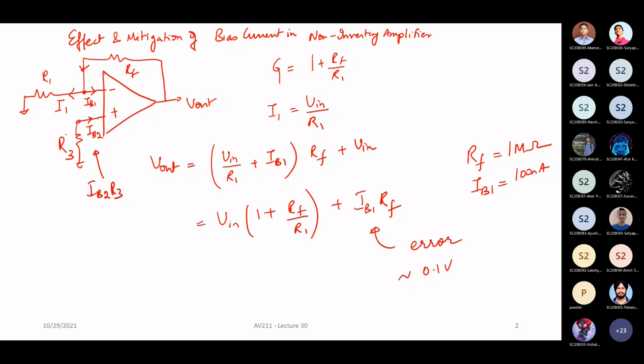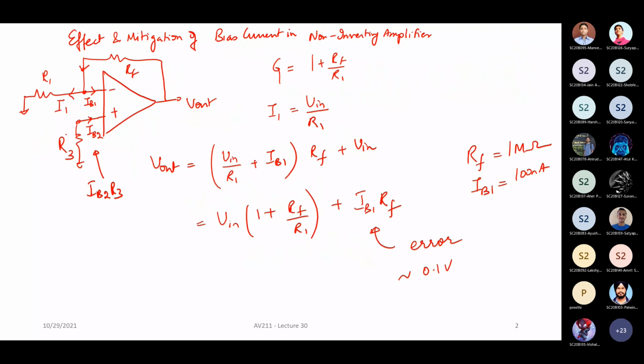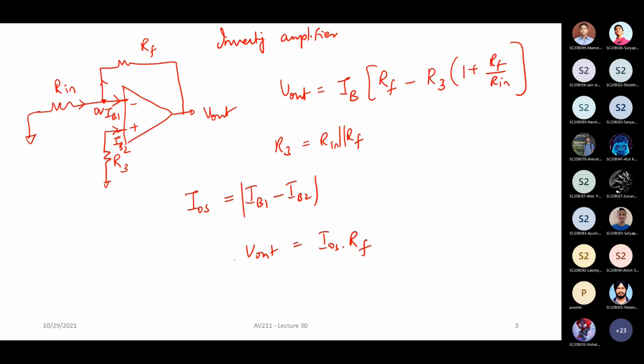In most practical implementations, you will see that this R3 is connected to the ground, such that the bias current flows, and this is used to cancel the effect. Of course, you are left with this IOS times RF, but it is almost one order of magnitude smaller than what you would otherwise get.